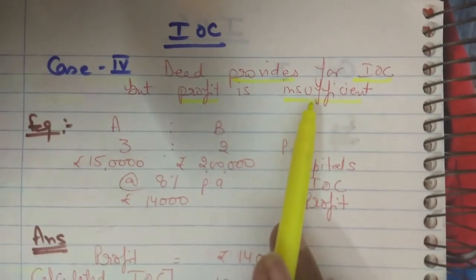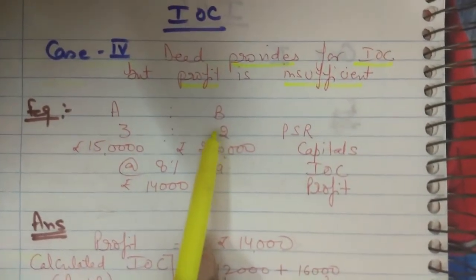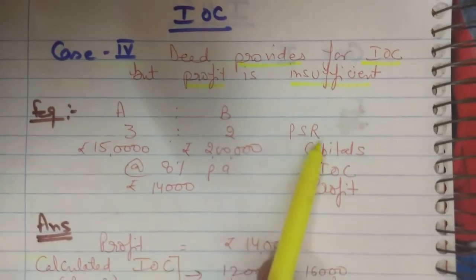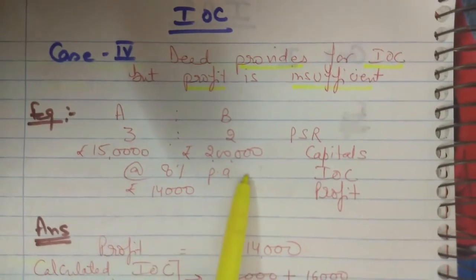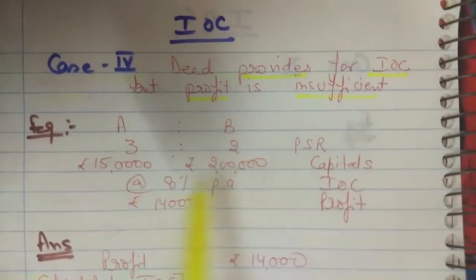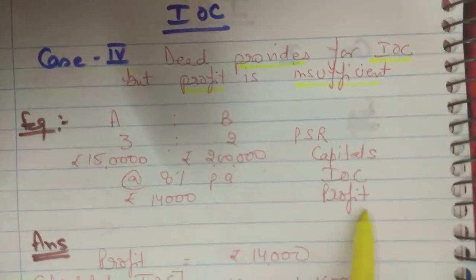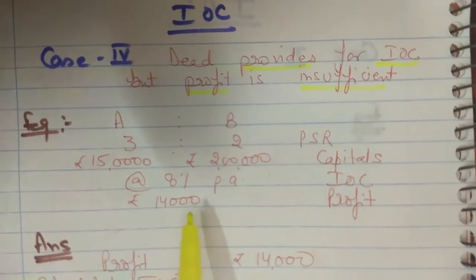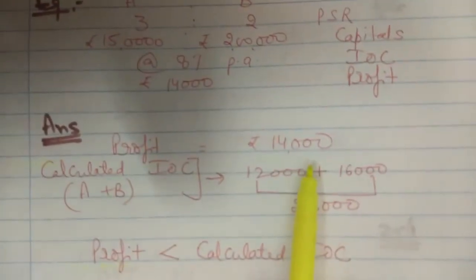Now, how will you find a question like this? A, B are partners with 3:2 their profit sharing ratio. 1,50,000 and 2 lakh are their capitals. IOC is allowed at the rate 8% per annum and profit is given 14,000. Now the twist is profit is 14,000.